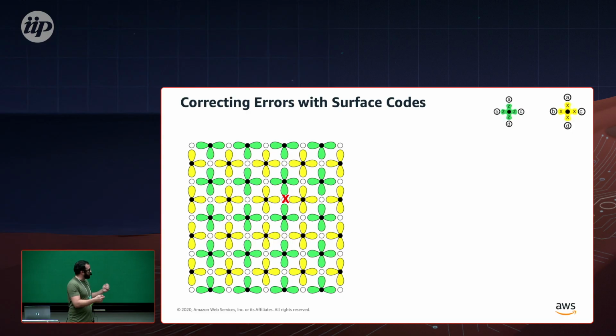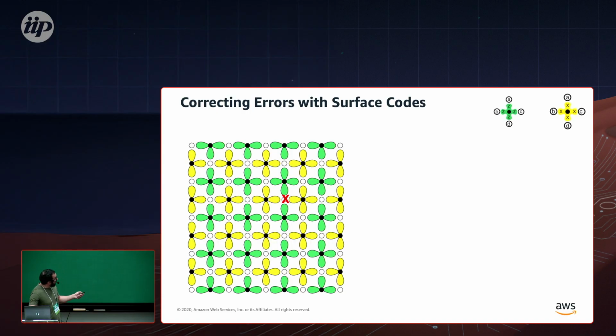Let's assume a stochastic error model, right? They happen each one with some probability, independent from the other. So you correct X errors completely independent of Z errors. For correcting X errors, you only have to think about the Z stabilizers, and for correcting Z errors, only about the X stabilizers. So we can do that independently.